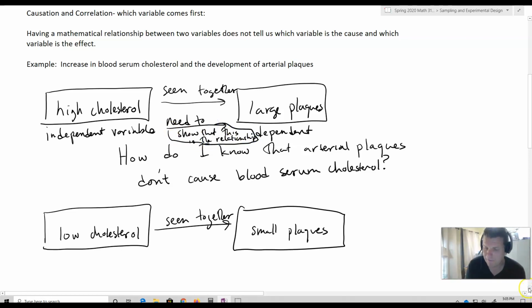If I can't do that, then the problem that I have is a problem of internal validity. It's basically saying, you know what? I don't buy it. Yeah, you've got a mathematical relationship, but high cholesterol doesn't necessarily lead to large plaques. Large plaques could lead to high cholesterol. And this is what's called a correlation and causation problem. Correlation, the mathematical relationship is there, but we don't have cause. We don't have cholesterol causing plaques yet. We need more work that will allow that to happen.